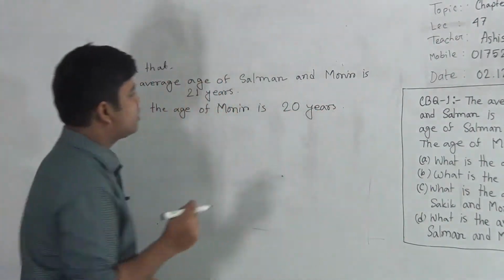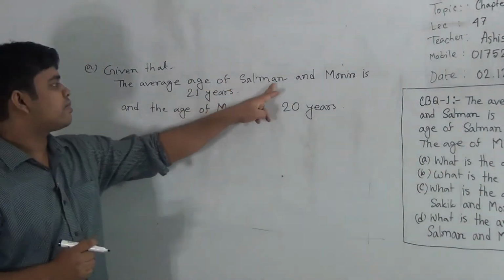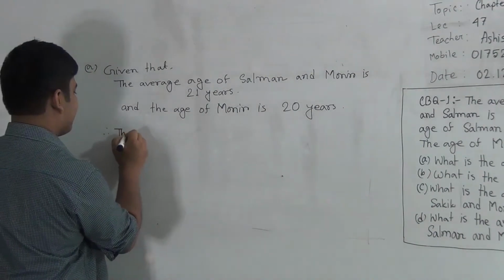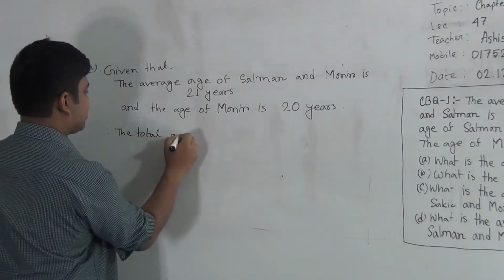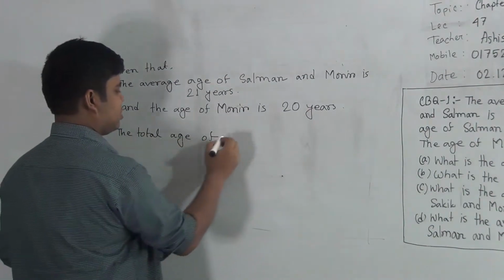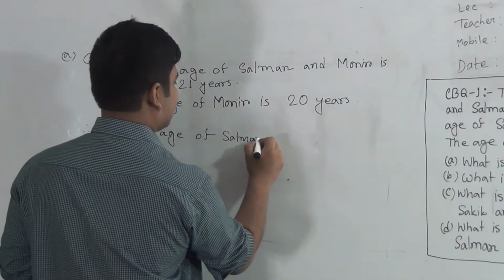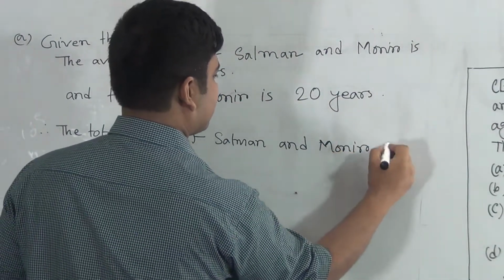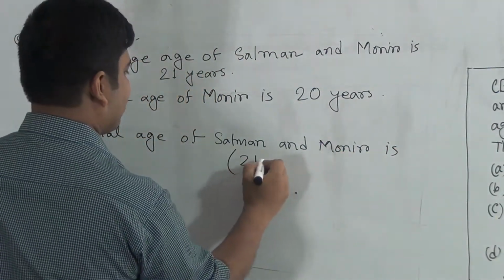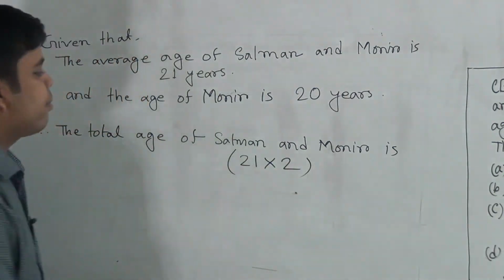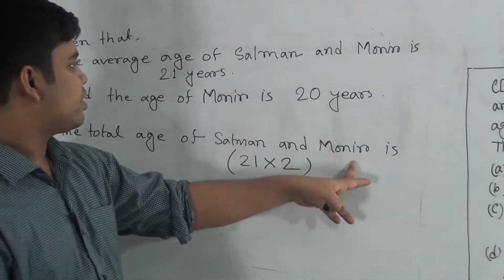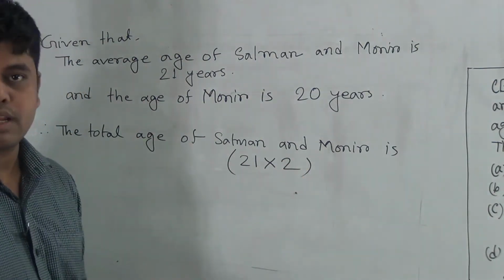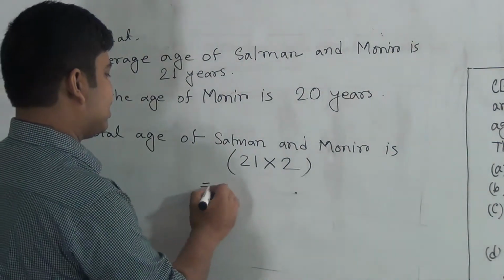Okay, so first of all, in order to find out the age of Salman, we find the total age of Salman and Monir. So the total age of Salman and Monir is 21 multiplied by 2. Why? Because there are two persons, Salman and Monir. So we multiply these averages by the number of data and we get the total number of data. That means total age of Salman and Monir.